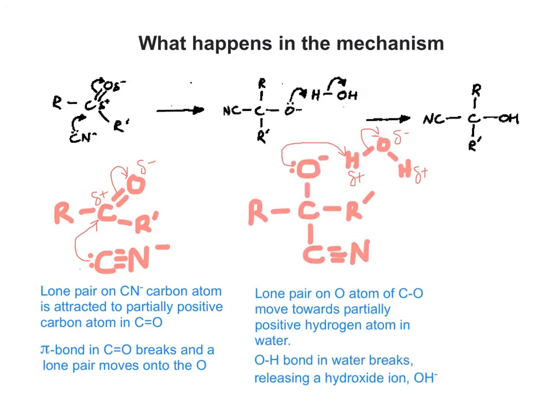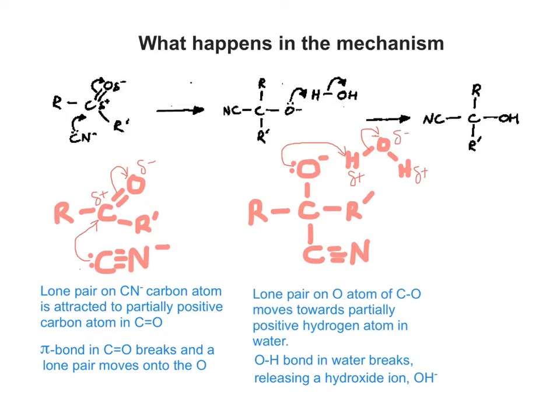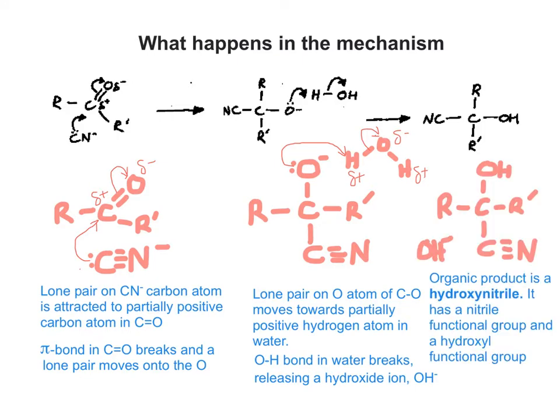So the lone pair on the oxygen atom of C single bond O moves towards a partially positive hydrogen atom in water. So what happens is a bond is created between the oxygen and one of the hydrogens that allows the oxygen-hydrogen bond in water to break, releasing a hydroxide ion. So your final organic product is called a hydroxynitrile. It contains a nitrile functional group, C triple bond N, and also a hydroxyl functional group, OH.